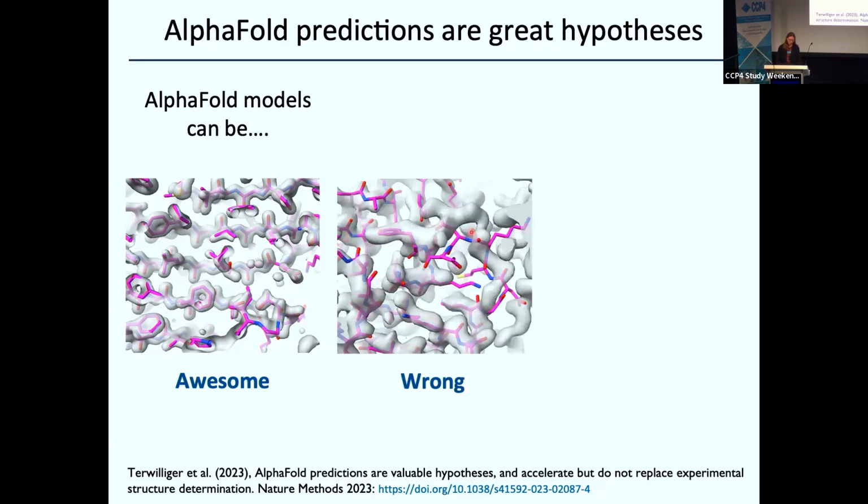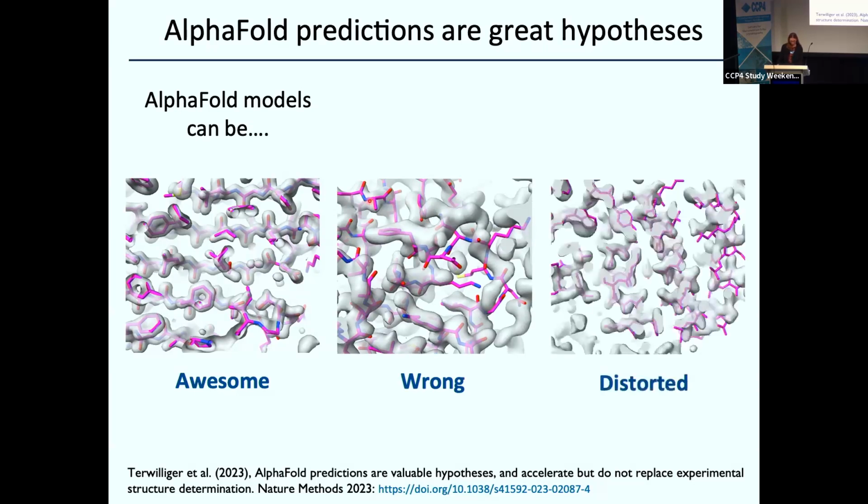So again, here we have a superposition of the experimental density and the prediction, and it doesn't correspond at all. And here is a case where there's some distortion. So you can see that here's some helical shape of the density, and we recognize that the prediction does also form a helix, but it's kind of distorted. It's not quite in the density, but it has a similar shape.